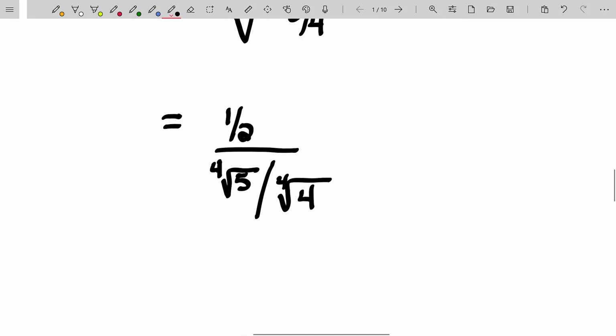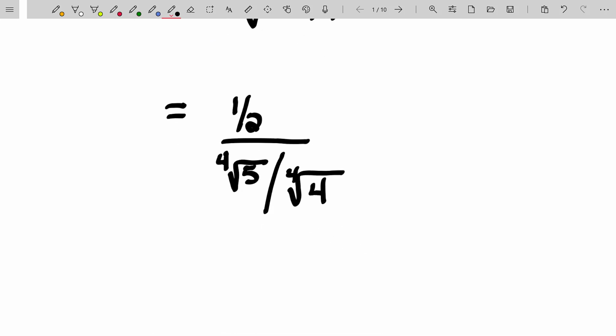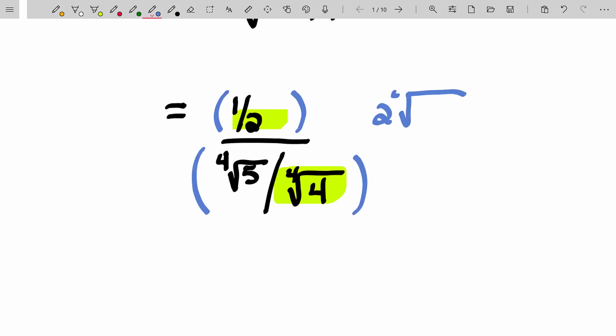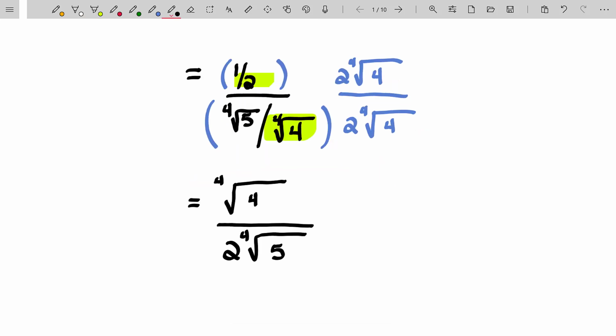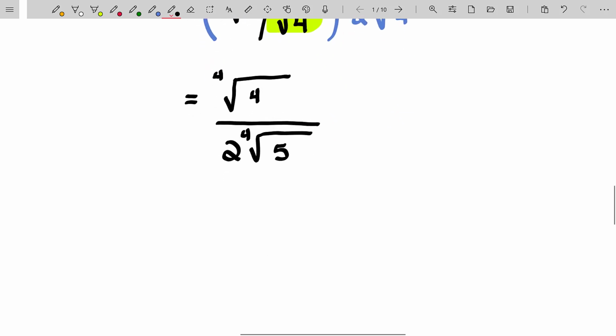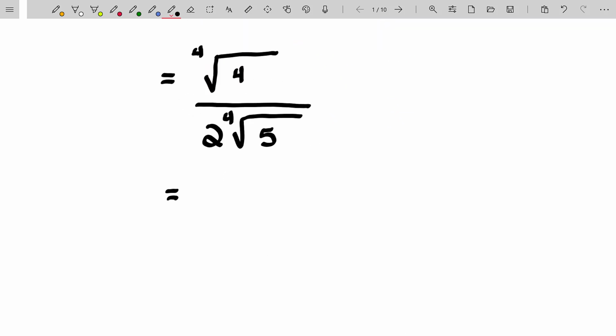Now notice that this is a compound fraction. I'm going to go ahead and multiply both numerator and denominator by the LCD, which is 2 times the 4th root of 4. Technically, this might be able to be simplified a little bit further, but I personally do not mind leaving my answer as 1/2 times the 4th root of 4/5.